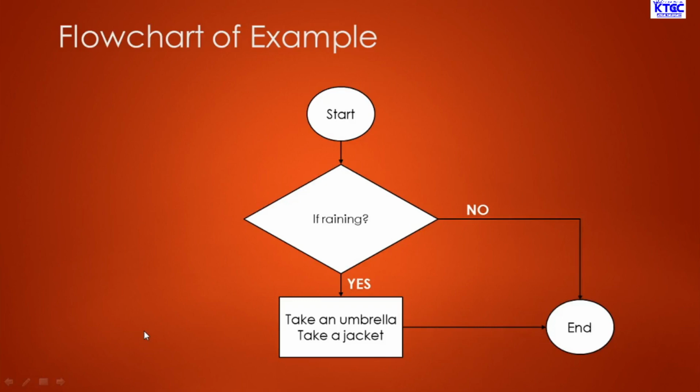Let's look at the flow chart for the example I've just shown you. It starts, and you ask, is it raining? If raining, that is yes. Take an umbrella, take a jacket. If it's not raining, don't do anything. Just exit the program. That is all. So I hope you understand this.